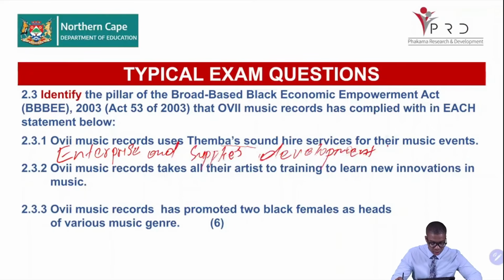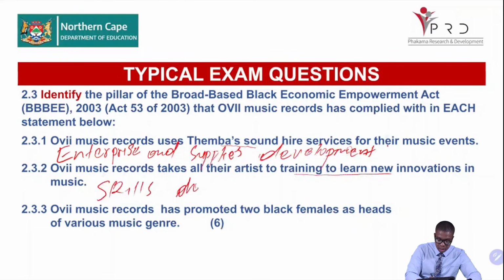Then, OV Records takes all their artists to training to learn new innovations in music. Which pillar is that? The pillar that talks about improving or training or trying to push learning in the workplace is skills. Skills development. Then, OV Music Records has promoted 2 black females as heads of various departments, and that one we call the management control.